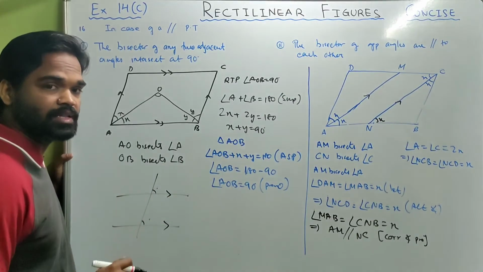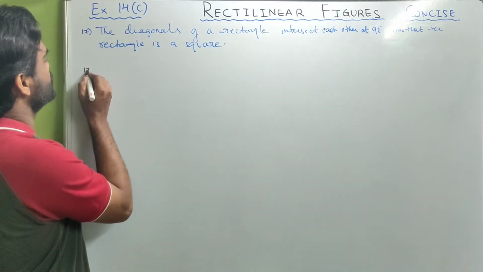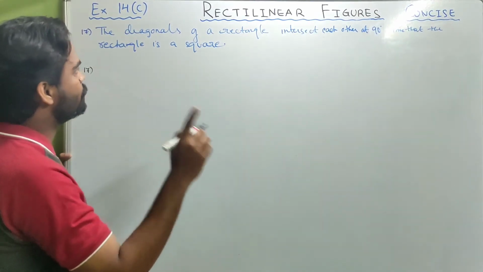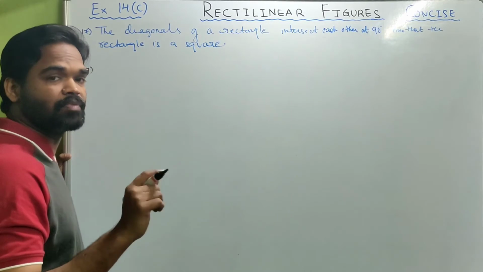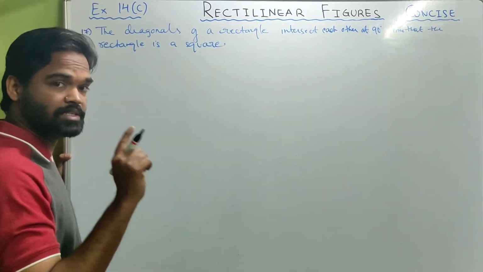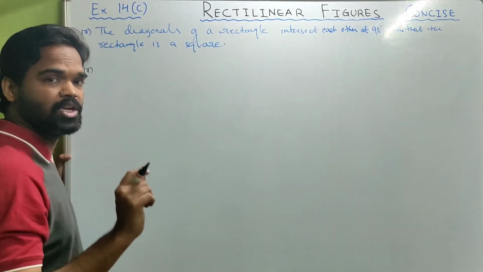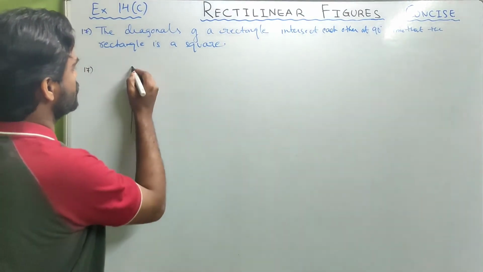Okay, now let us look at the next sum. Now look at this sum, number 17. Very easy. The diagonals of a rectangle intersect each other at 90 degrees. Prove that the rectangle is a square. Now we know that a square is a type of rectangle in which the adjacent sides are equal. So in this case, if we can prove that the adjacent sides of this particular rectangle are equal, our work is done. Now, what is given to us?